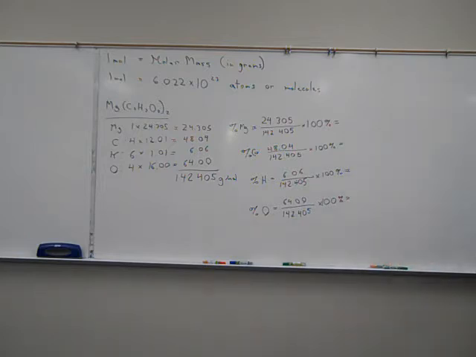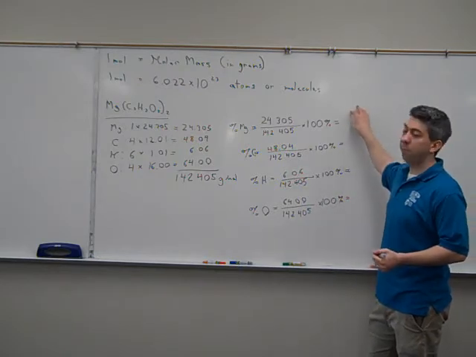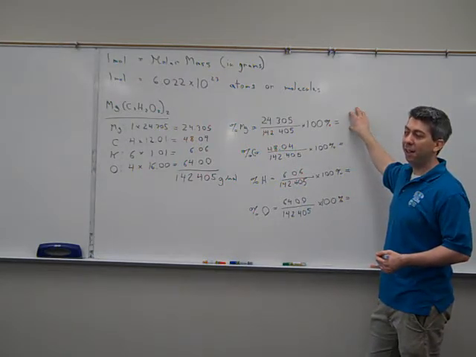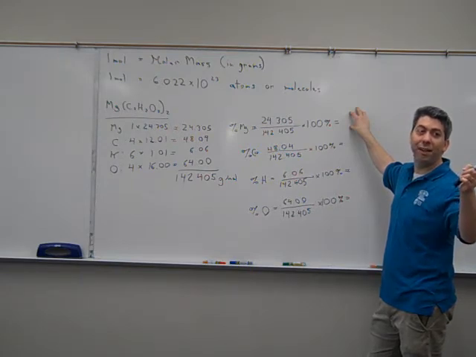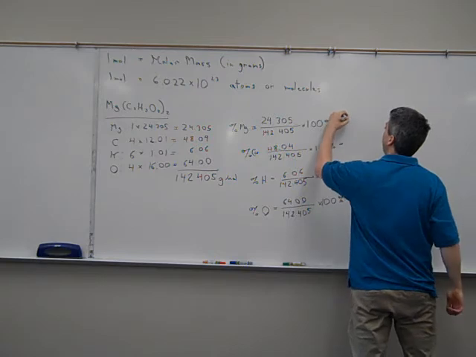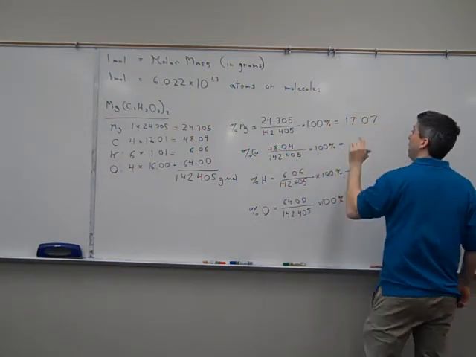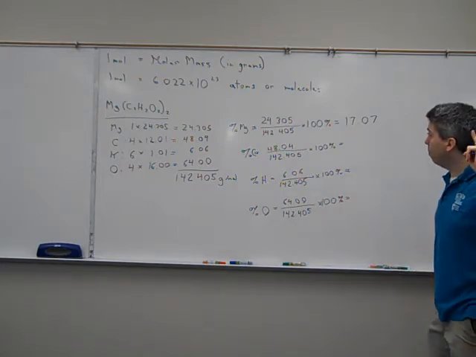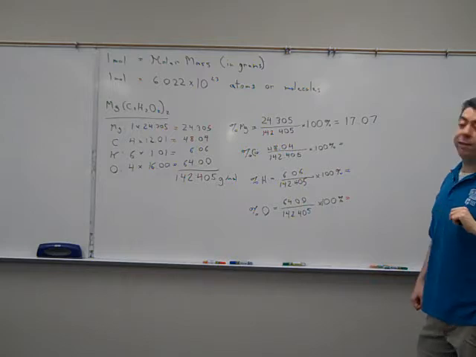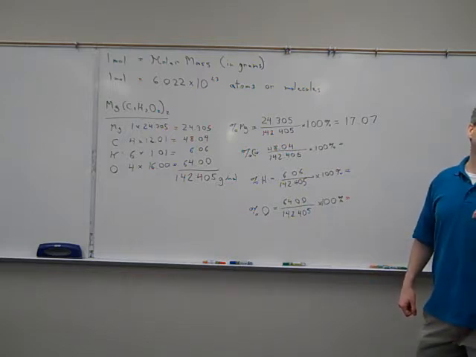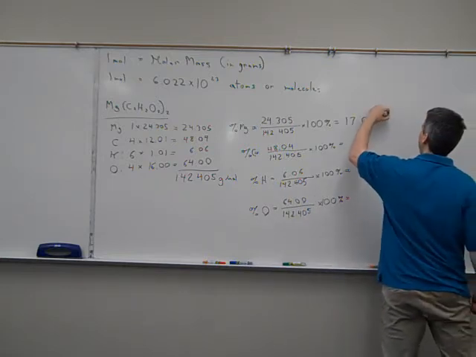Okay. Now, what did we get for our percents? Who got percent magnesium for me? 17.07. 17 point what? 17.07. And technically your answer is more correct. Well, actually it would be 5 significant figures. That's okay though. That's close enough for government work, like I said.